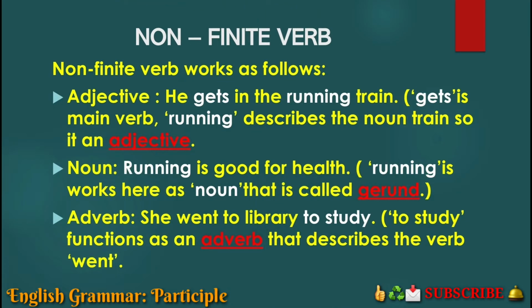So, students, it is clear now what is finite verb and non-finite verb. But one of the important things we should know is how a non-finite verb works. So let's look at the function of non-finite verb. It works as an adjective. For example, he gets in the running train. Here in this sentence, gets is a main verb and running describes the noun train. So it is an adjective. So here running is a non-finite verb.